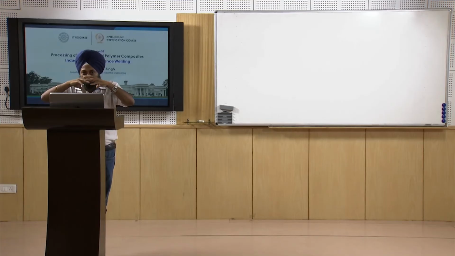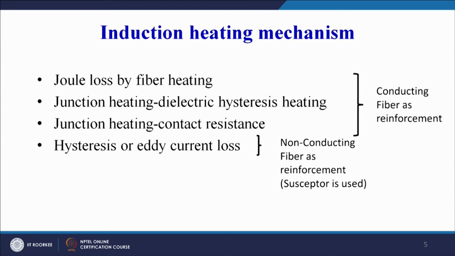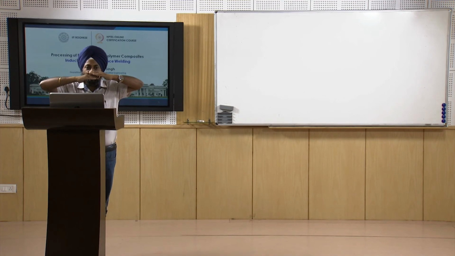Maybe there are 2 or 3, or there is an array of fibers, and there can be a dielectric hysteresis heating effect developed because of the array of the fibers and the polymer, which acts as the bulk of the material. And finally there can be junction heating or the contact resistance heating effect. Because there can be fibers adjacent to each other, very close to each other, there can be a contact resistance effect between the two adjacent fibers, which may also lead to the heating in the composite material.